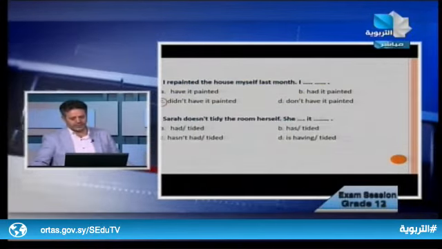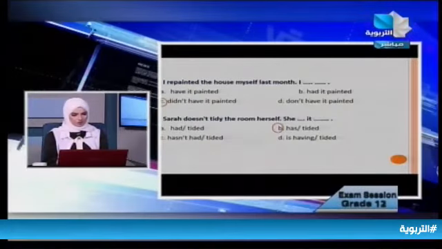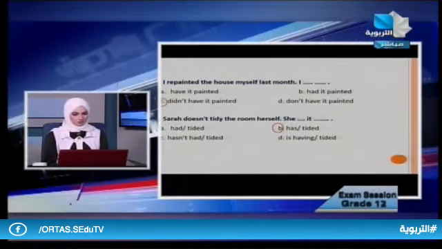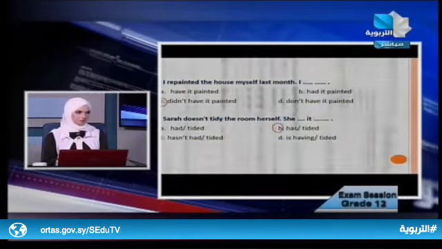Number 2: Sarah doesn't tidy the room herself. It means that someone has done the action for her. The options are: she had tidied, has tidied, hasn't had tidied, and having tidied. Here the first part is in the present simple. We have to use has or have plus past participle. The correct answer is: she has it tidied.